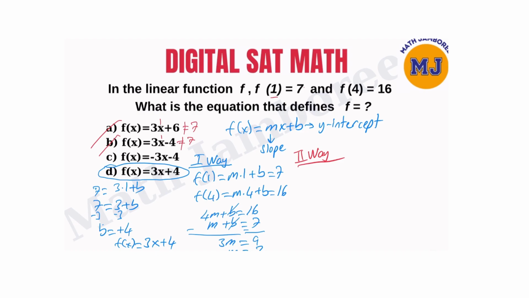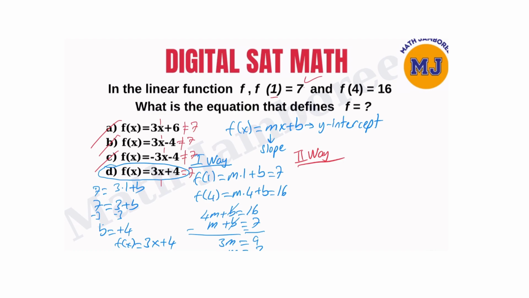So let's check choice C. I just substitute 1 for x. Negative 3 times 1 is negative 3, minus 4 is negative 7, not positive 7. Therefore, that is not the answer. But over here, if I put 1 in, 3 times 1 is 3, plus 4 is 7. So it works for this one.